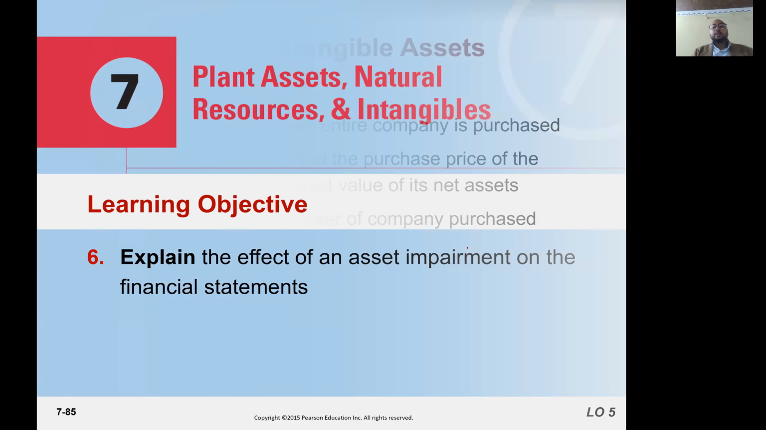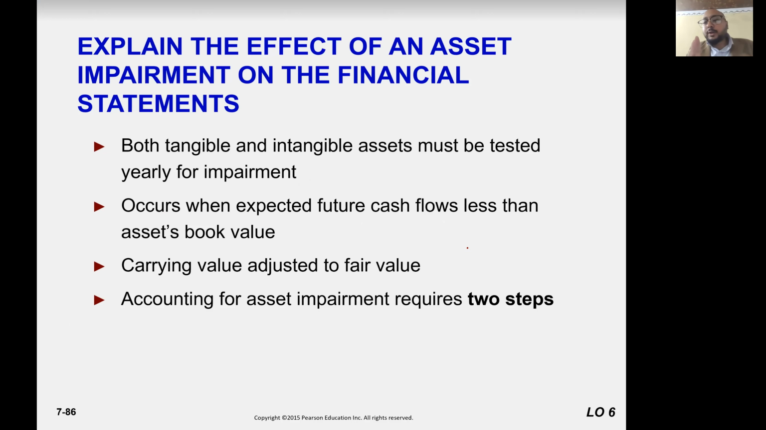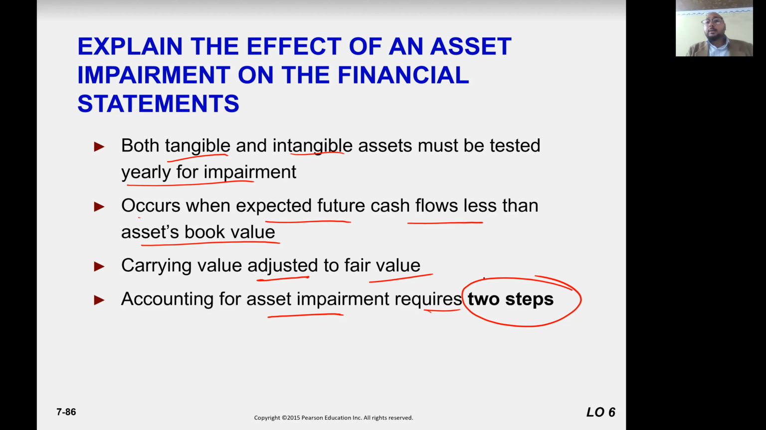Okay. So how are we going to impair? We need to find out first of all a test whether the asset which has infinite life should be reduced or not. So both tangible and intangible assets must be tested yearly for impairment. It occurs when expected cash flow is less than the asset book value, so the carrying value is adjusted to fair value. Accounting for asset impairment requires two steps. So remember, this can be done on intangible and tangible assets.